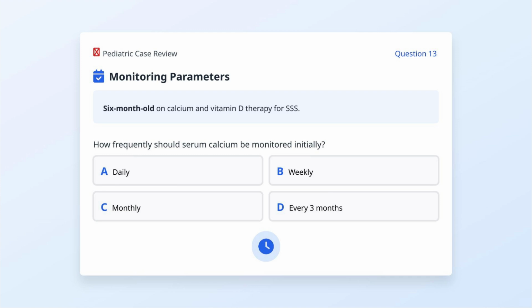A 6-month-old infant on calcium and vitamin D therapy for Sanjad-Sakati syndrome requires monitoring. How frequently should serum calcium be monitored initially during dose titration? Option A, daily. Option B, weekly. Option C, monthly. Option D, every 3 months. Consider treatment safety and dose optimization needs.